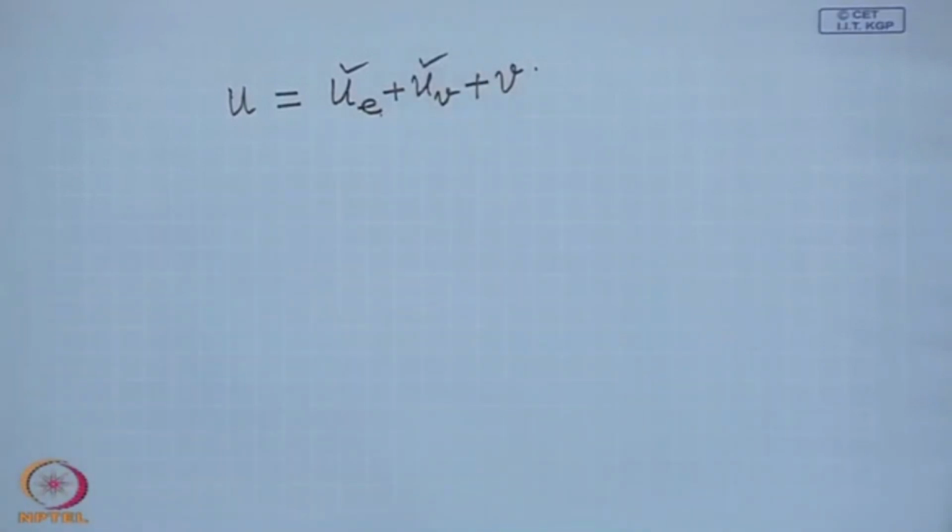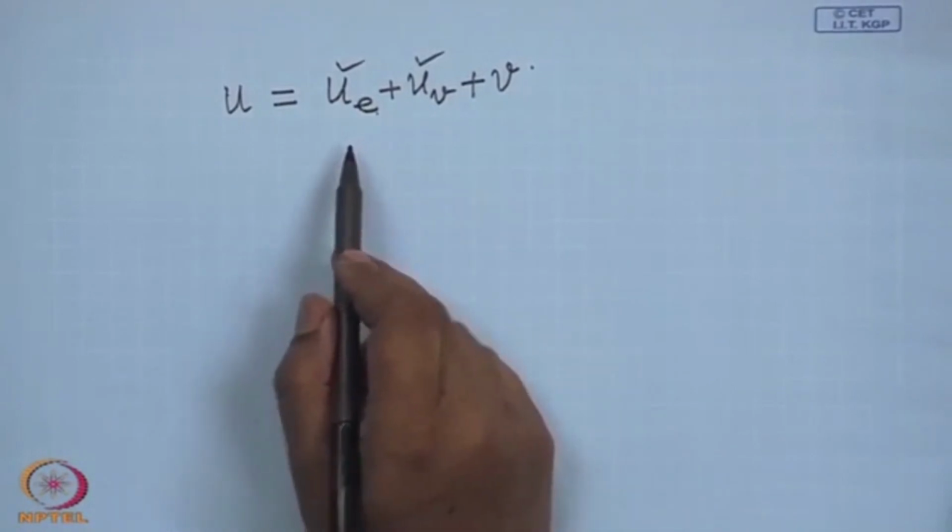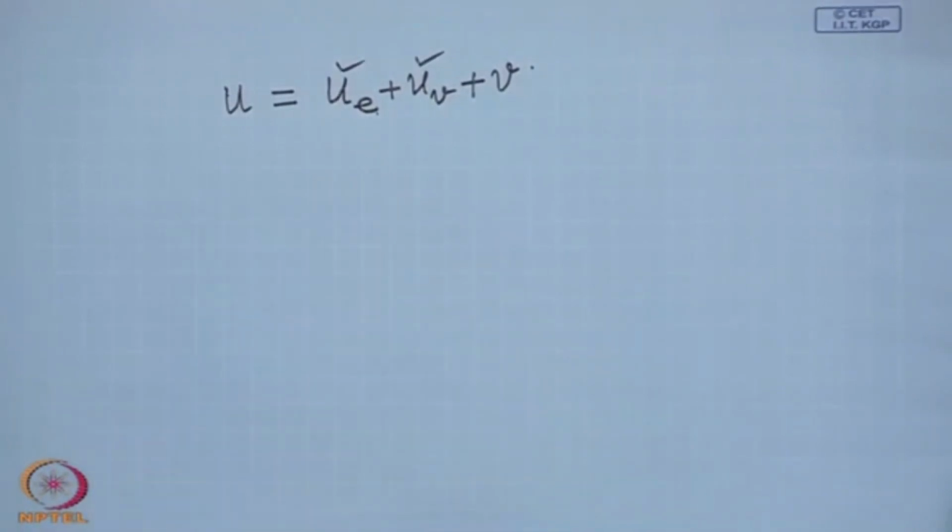UE which has a specified rate of expansion distribution given everywhere, and UV which has a specified vorticity. Whatever we have got till now is based on pure kinematic consideration. Just considering kinematics, we have seen that the velocity field is likely to be this.